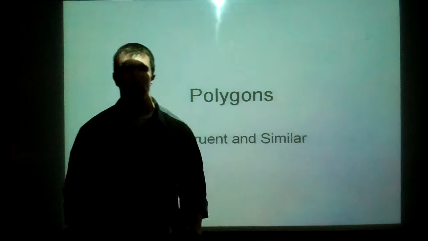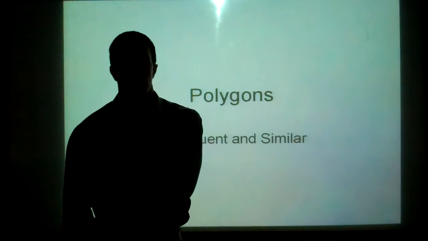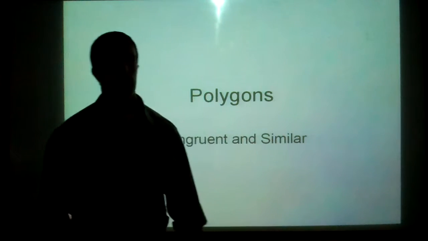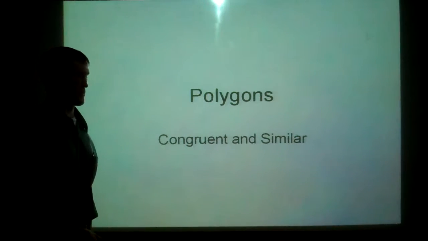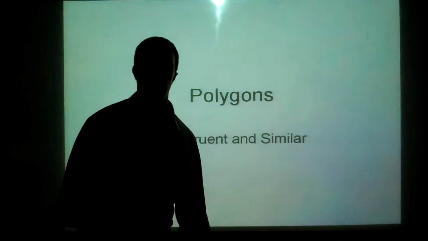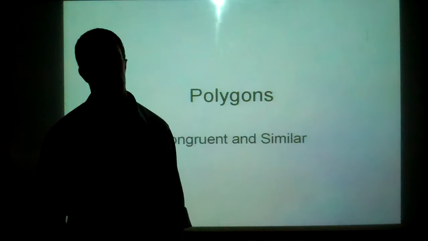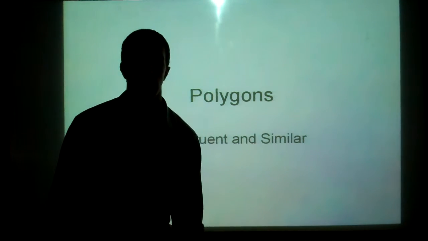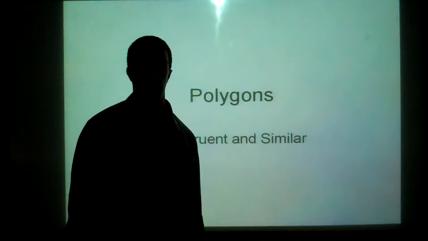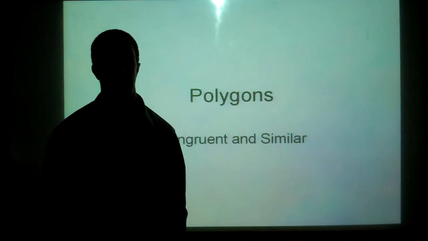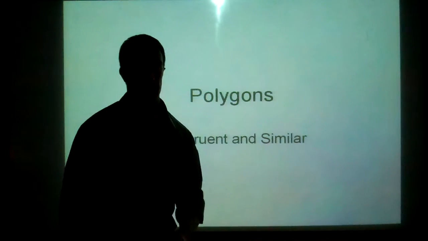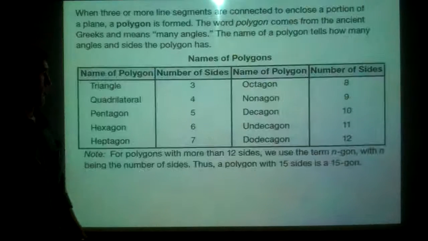This is lesson 18 for 7th grade, and today we're talking about polygons and the terms congruent and similar. This should be review, things that the students have seen before. We're basically talking about different shapes today and how we name those shapes depending on how many sides they have and angles and things like that. So we'll jump in here.